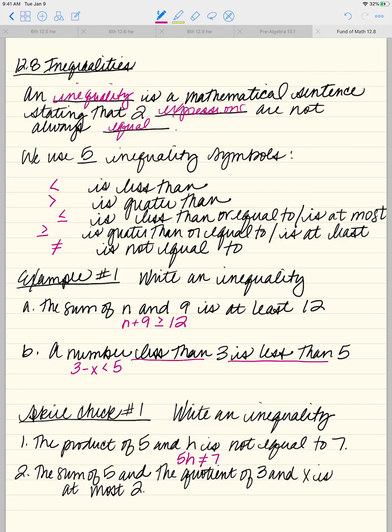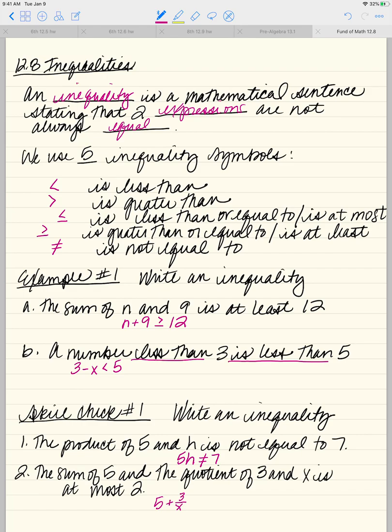Number 2, the sum of 5 and the quotient of 3 and x is at most 2. So sum tells us addition, quotient tells us division. So what are we adding? The sum of 5 and, so we're adding 5 to something. 5 plus the quotient of 3 and x. Quotient says division. 3 is the numerator over x. So the sum of 5 and 3 over x, so 5 plus 3 over x is at most 2.